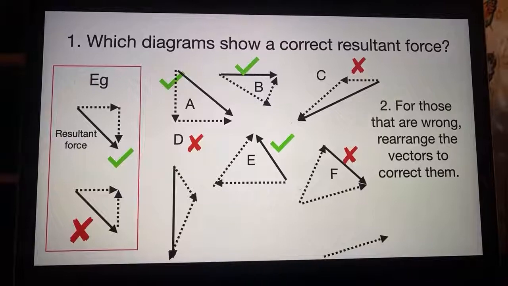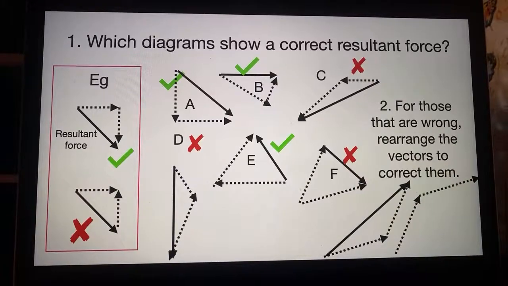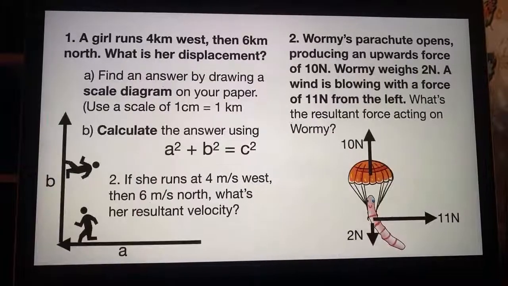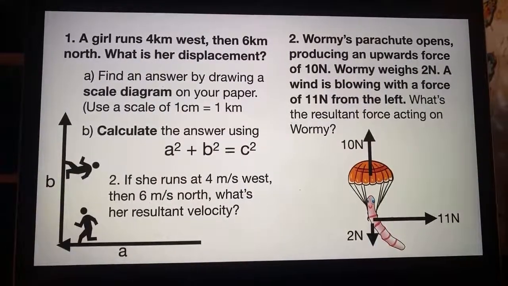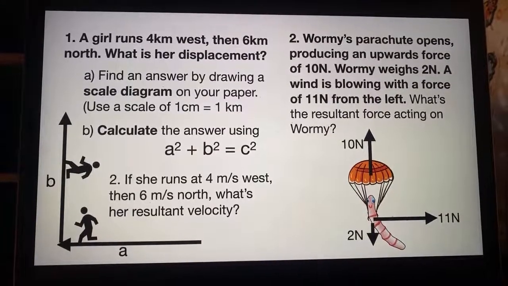So yeah, just a reminder that as long as you point the vectors head to tail, it doesn't matter which way around you do them. So here you go, you can see that these are the same vectors being lined up differently, but you end up with the same overall resultant force. It's like magic.